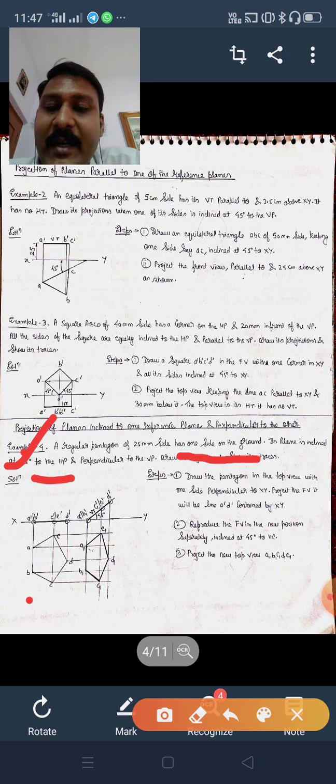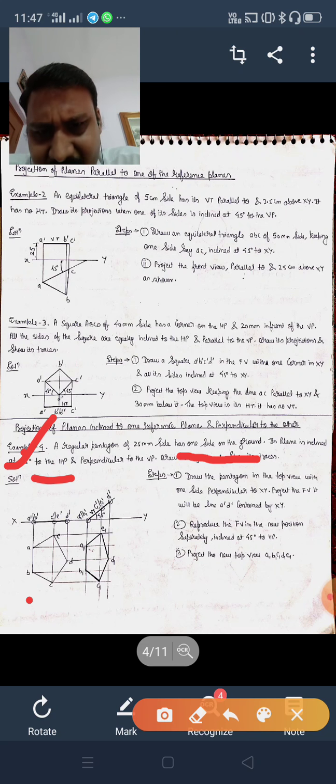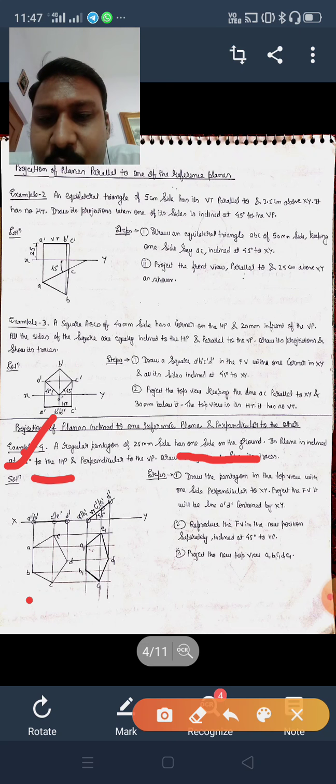Now when we project it to HP, we will get the front view, so we are naming it with dashes: A dash, B dash, then C dash, E dash, then this is D dash. But in the question it is written that it has one side on the ground. Here A dash B dash, that is AB, is on the ground, but along with AB, CE and D are also on the ground. That is not required, so definitely in the next step we have to overcome this problem.